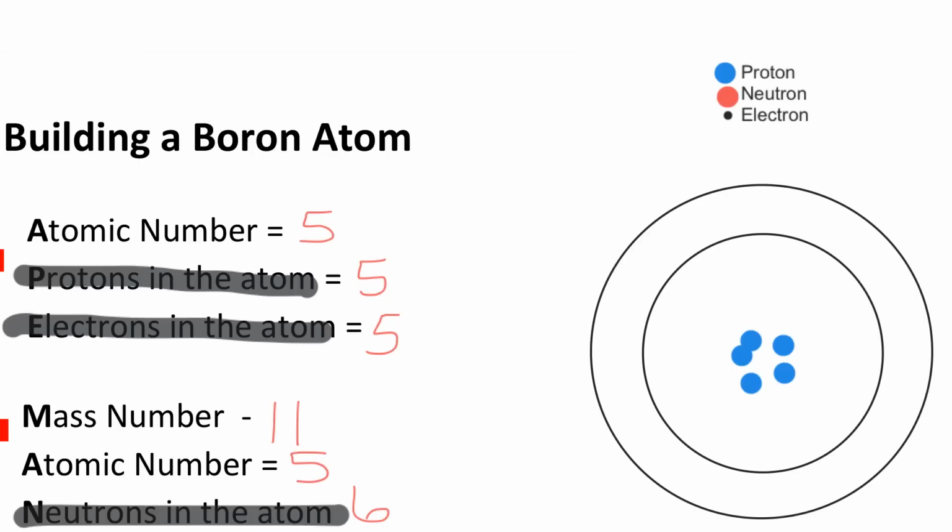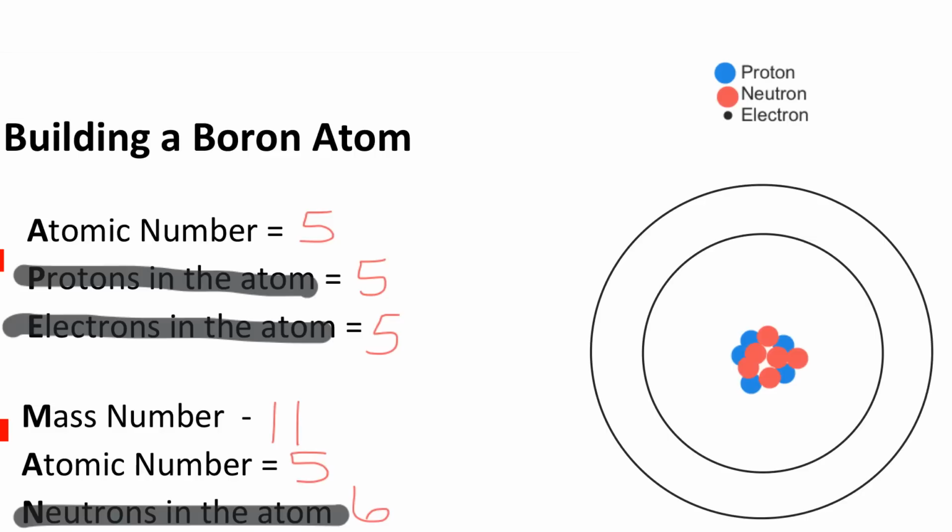A lot of the time students think that neutrons and protons are always the same, because in a lot of atoms they are. But in the last 2 examples that I've given you, lithium and boron, there are more neutrons than protons. So never use a neutron to try and identify what element you're looking at. The atomic number, or the number of protons, is how you identify an element.